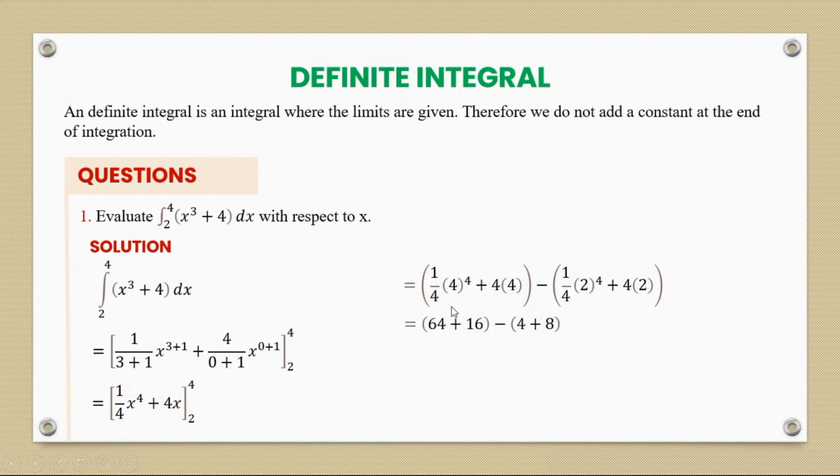So now here we have 64 plus 16, then right here we have 4 plus 8. So we have 80 minus 12, and our answer shall be 68, and that is the answer we're looking for.